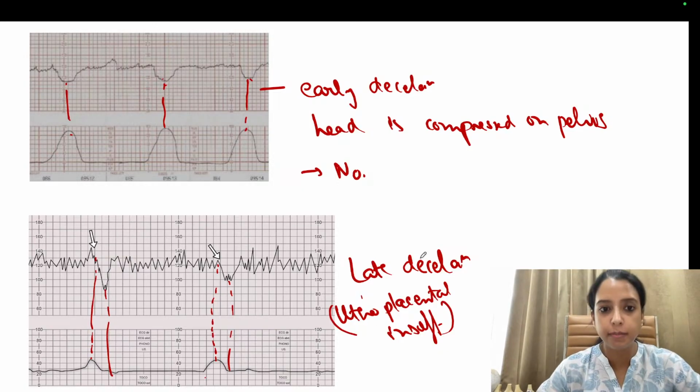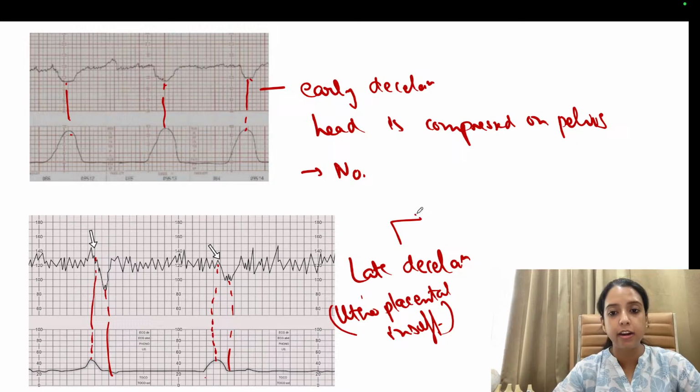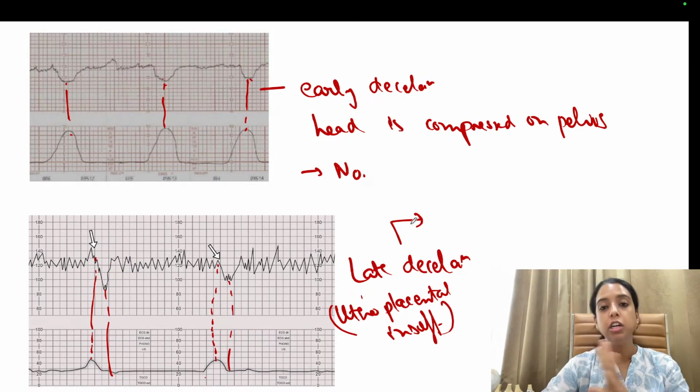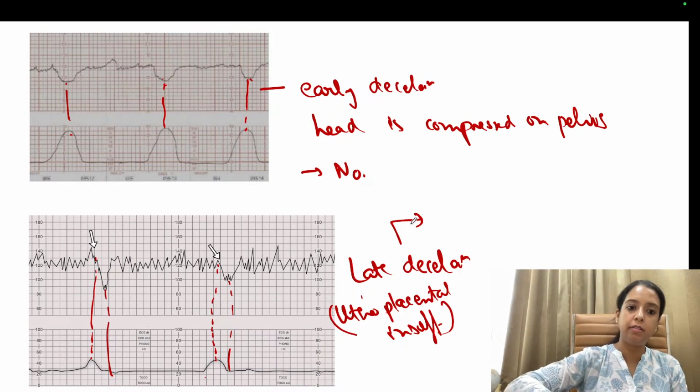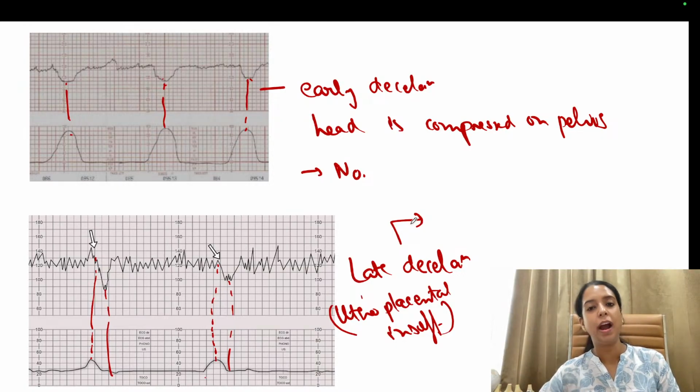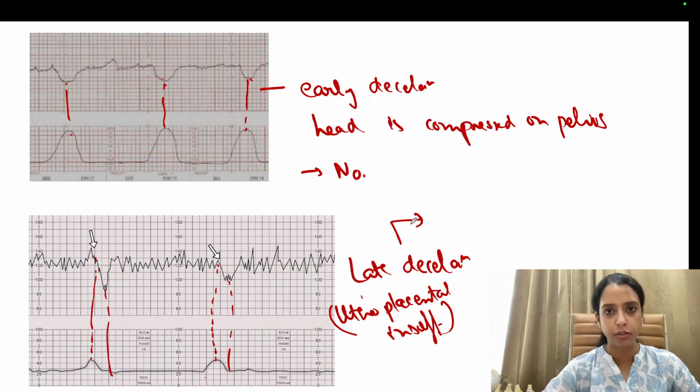So do we have to take some steps? Yes. If there are late decelerations, give the woman oxygen, stop oxytocin, put her in left lateral. If late deceleration continues, either deliver or do a scalp pH, fetal scalp pH. So late deceleration is clinically significant.